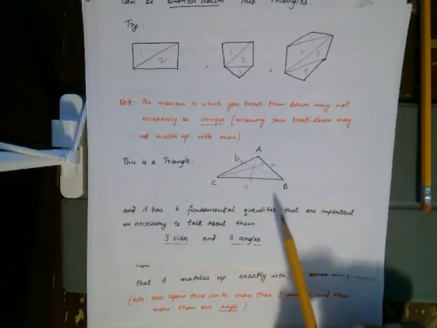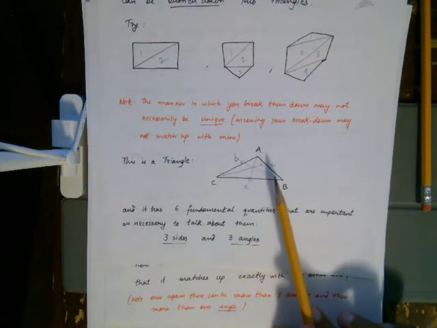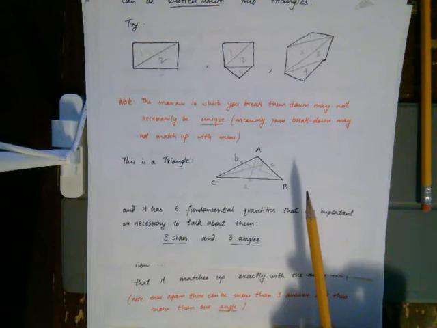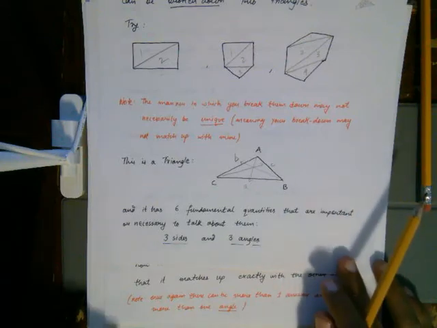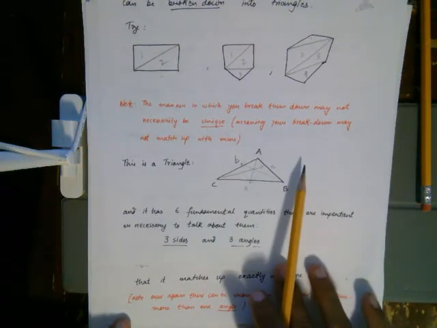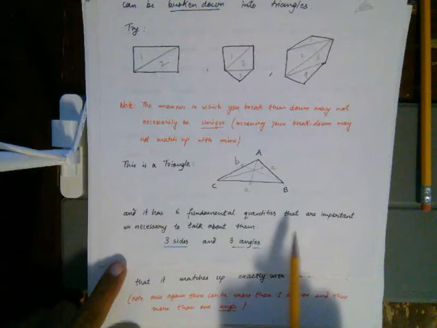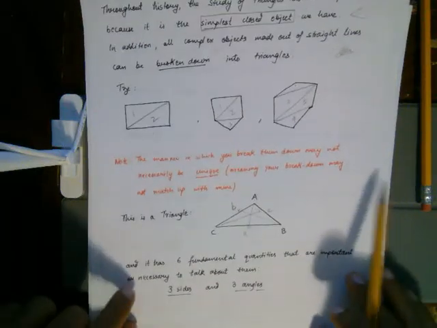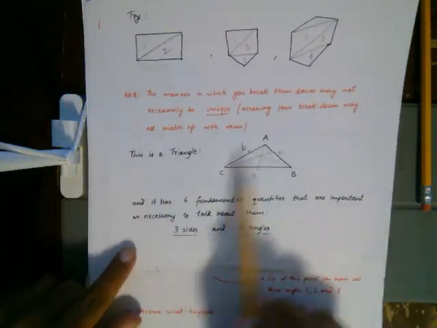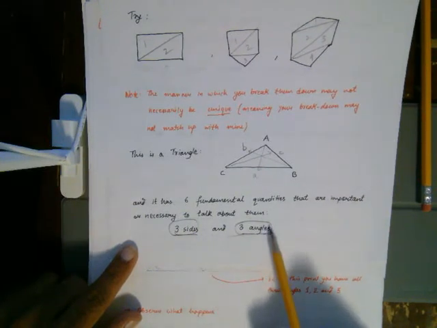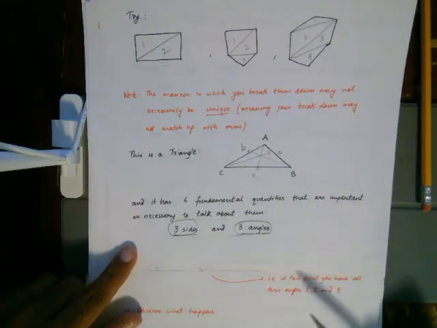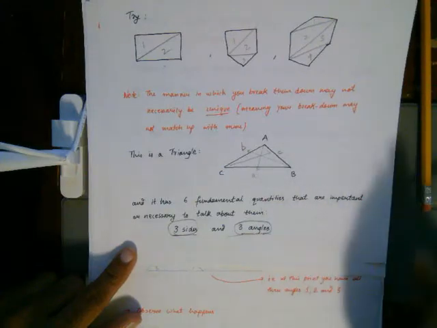Now, another idea in mathematics is whenever you have a new object, which in this case is this triangle, we want to break it down into its fundamental qualities or quantities that characterize it. So in a triangle, the fundamental things that we are going to talk about are sides and angles. Every triangle has three sides and three angles. Three angles actually gives it the name: triangle, meaning three angles.